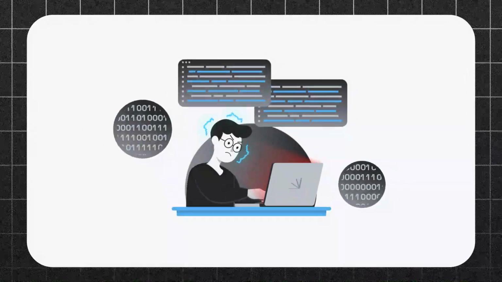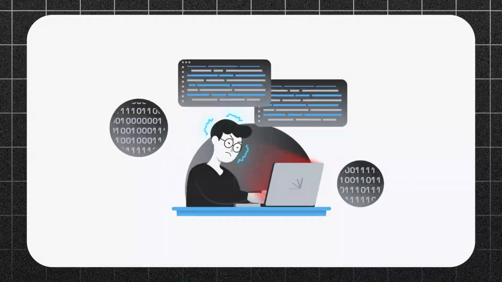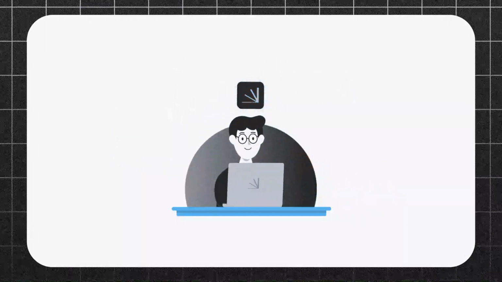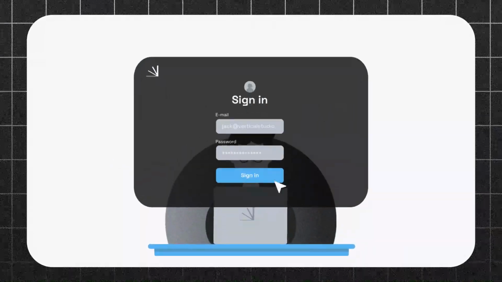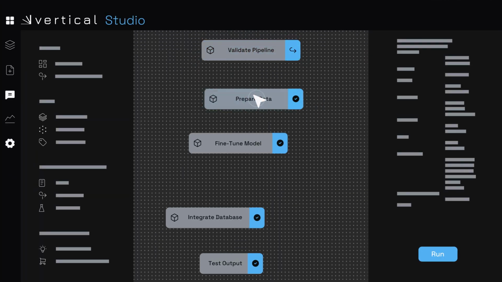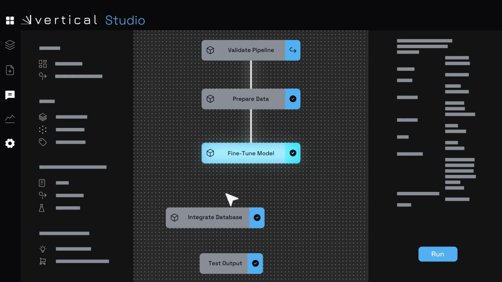Creating customized AI models can be challenging, especially without coding skills. At Vertical, we aim to simplify the process with a no-code solution that lets anyone build datasets and fine-tune foundational AI models for industry-specific needs.